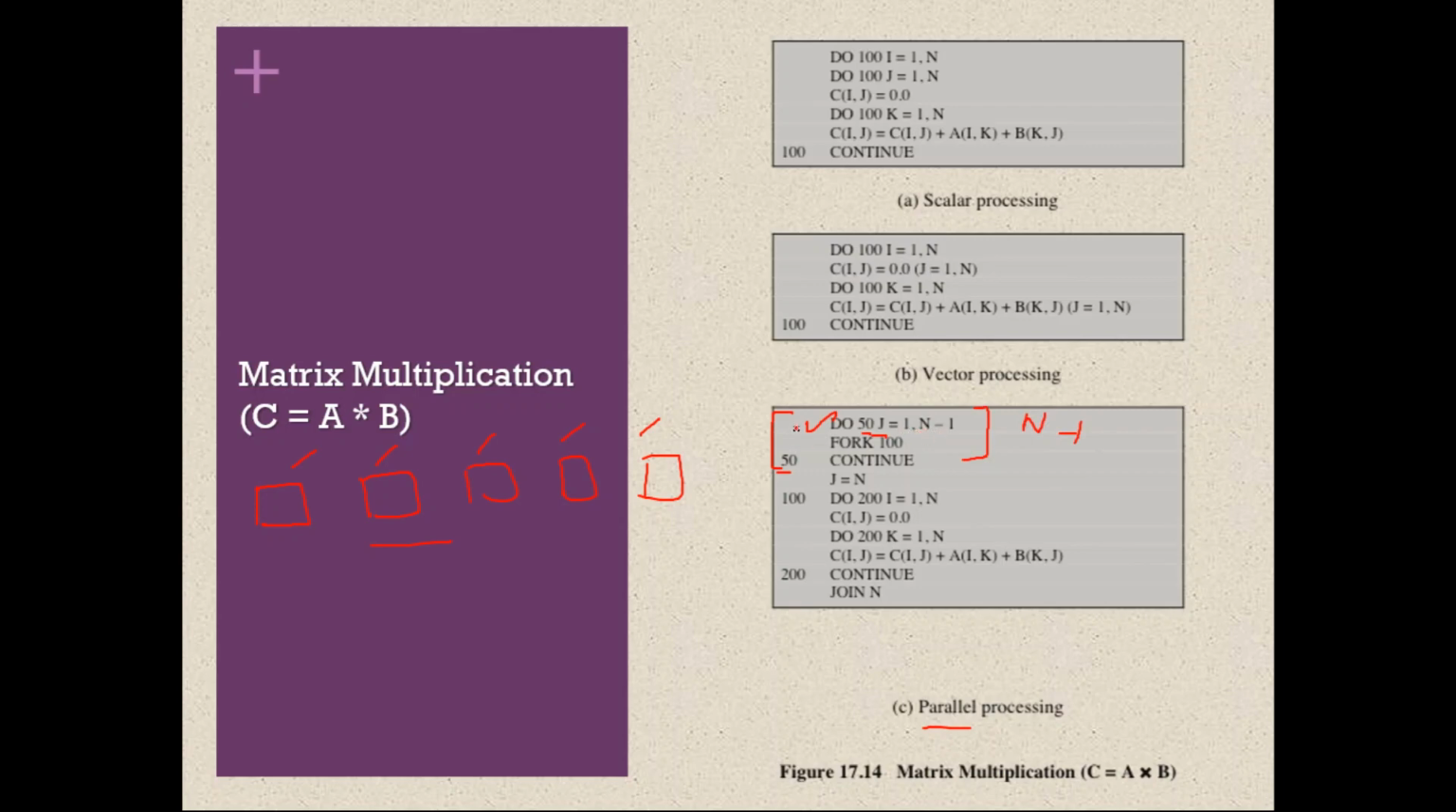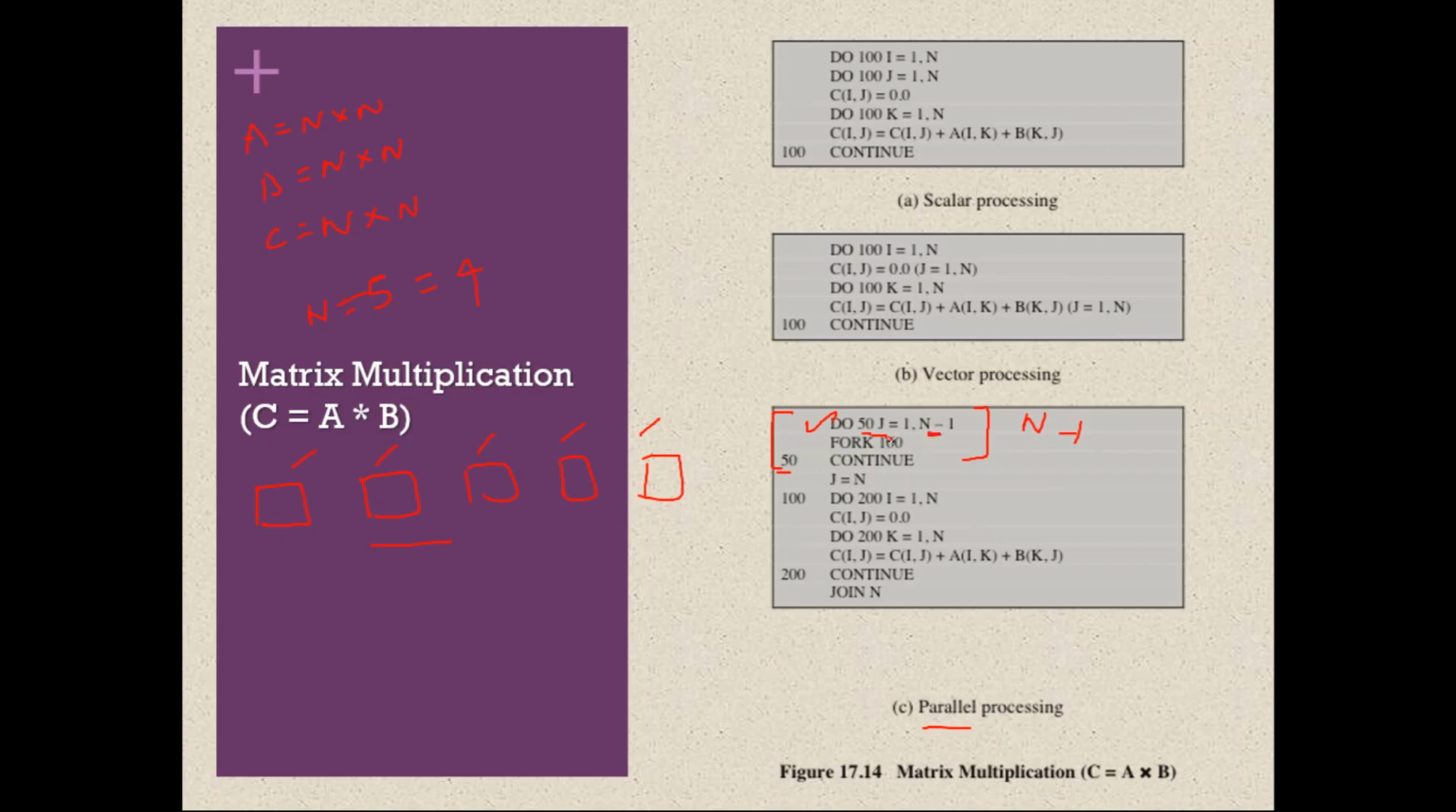As usual, let us assume that the A matrix size is n cross n and the B matrix size is also n cross n. So the resultant matrix size is also n cross n. If n is 5, then the outer loop will execute 4 times because it is n minus 1.